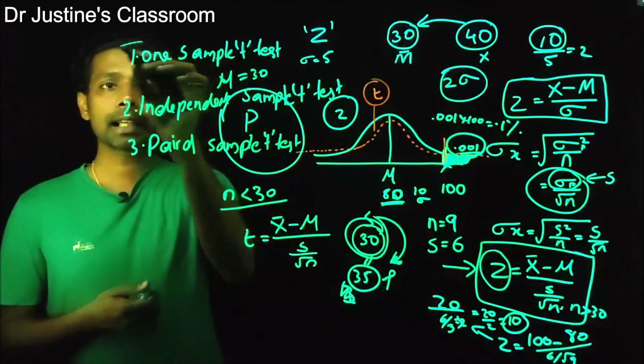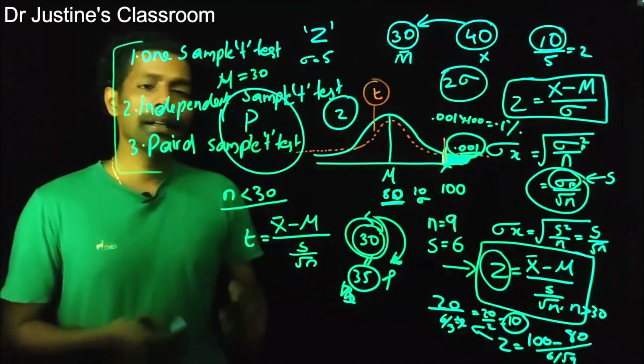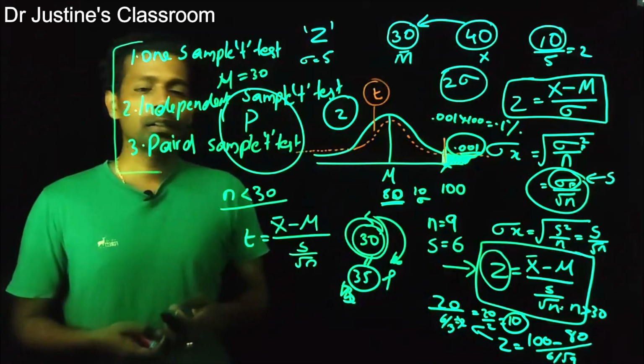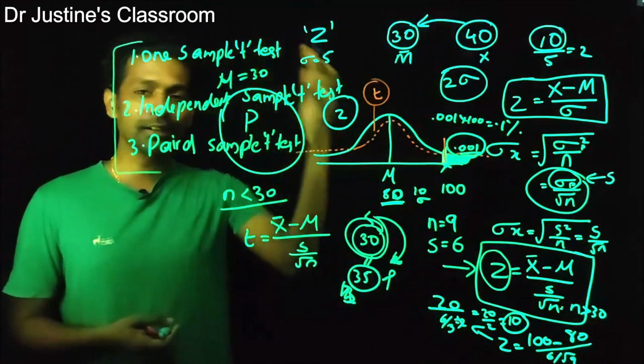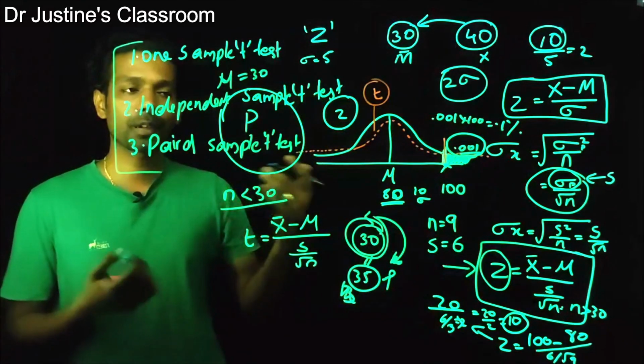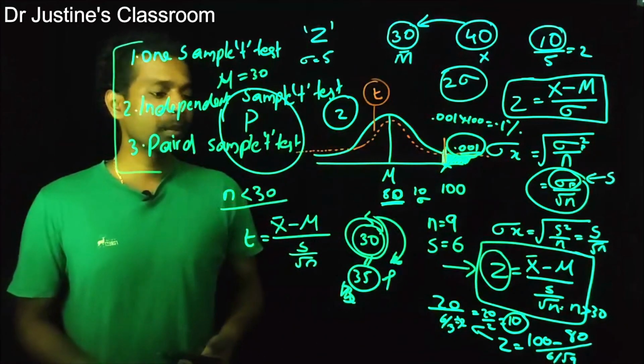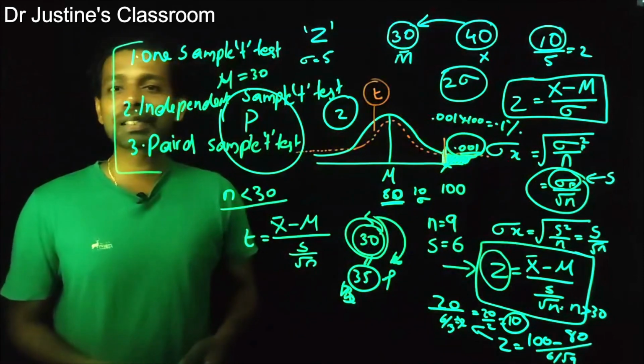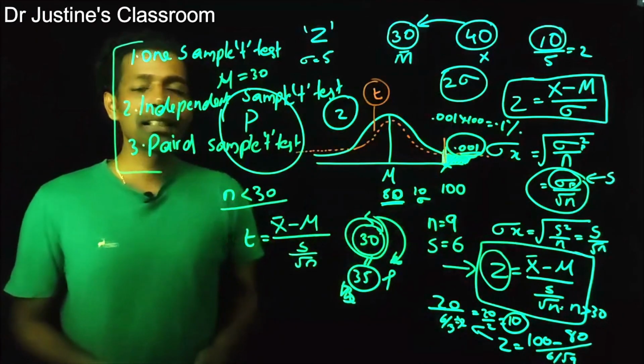So these are the three types of t-tests we have, and in general we can say that this is comparing two values, two groups, or two distributions, like that. So that's the concept of the t-test and how it is different from the z-test.